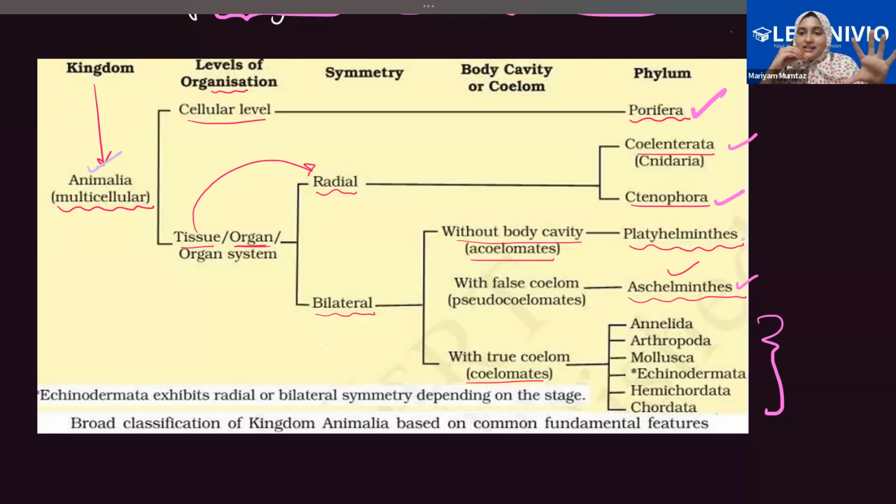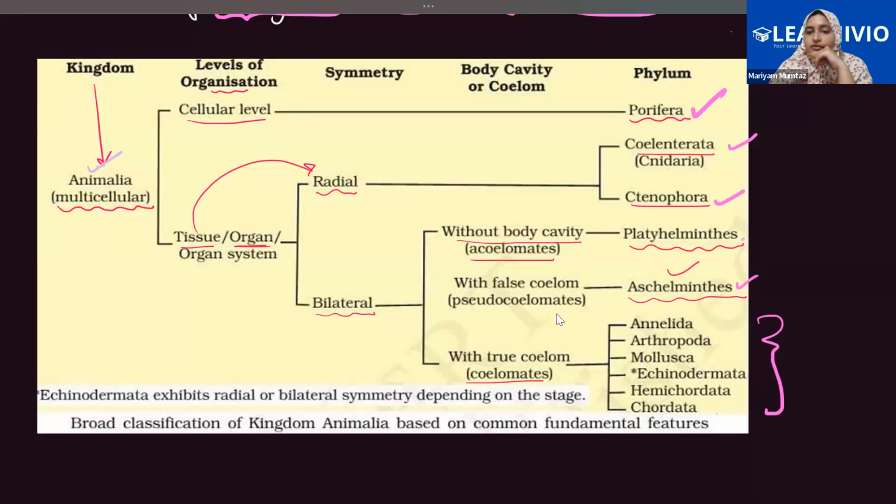So whatever basis of classification you have studied, they come under non-chordates. So you will use that to explain them. That is why I have taught the basis of classification in depth. So now, furthermore, you'll not have any problem anywhere. You'll understand, okay, this is the basis of classification and this is why we are using it. Clear?